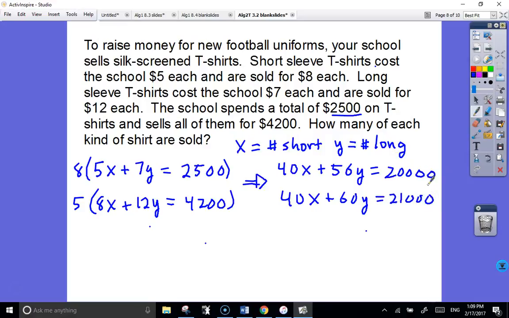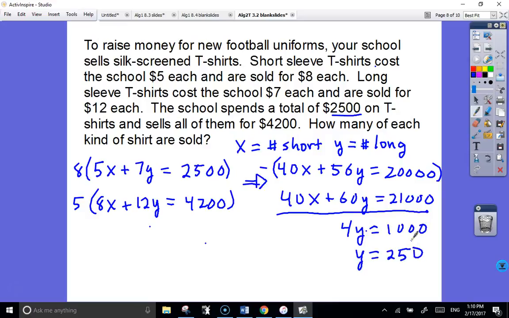So now we've got the same coefficients for x. We should subtract. I'm going to subtract the second line minus the first, just to keep things positive. All right, 60y minus 56y is 4y. 21,000 minus 20,000, 1,000. So y equals 250.